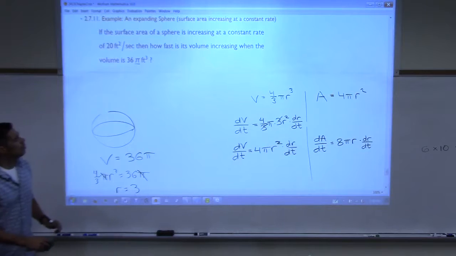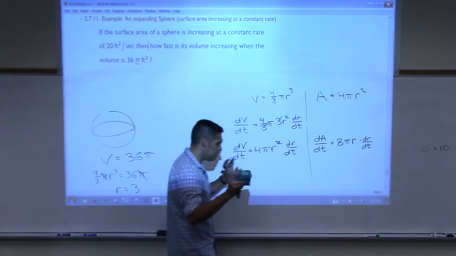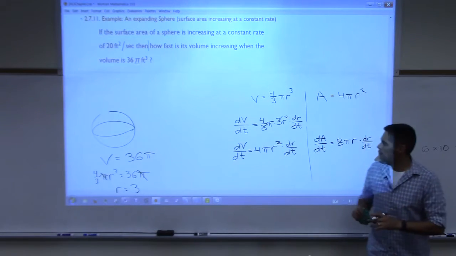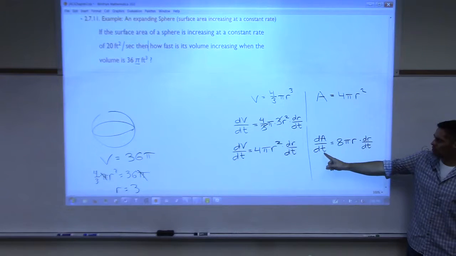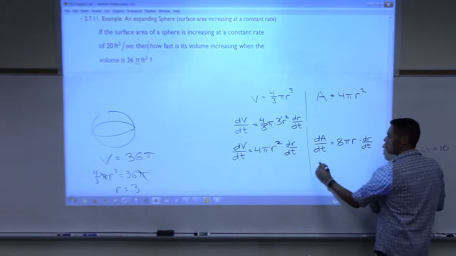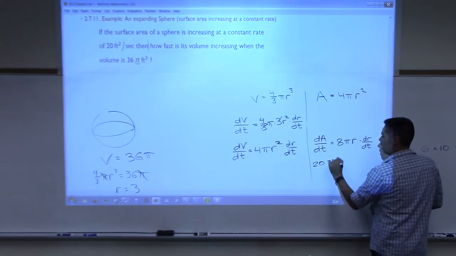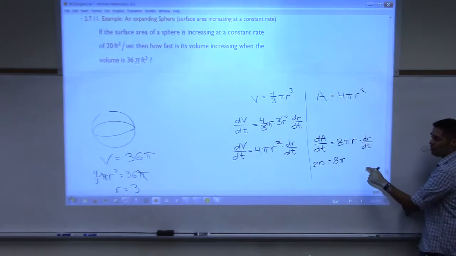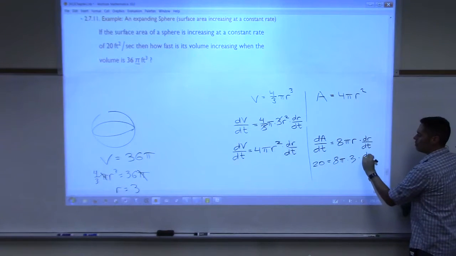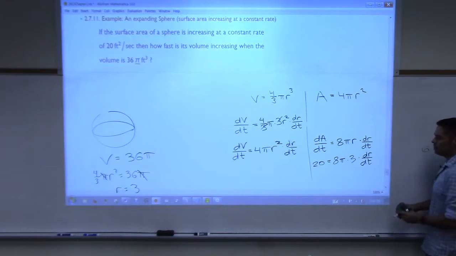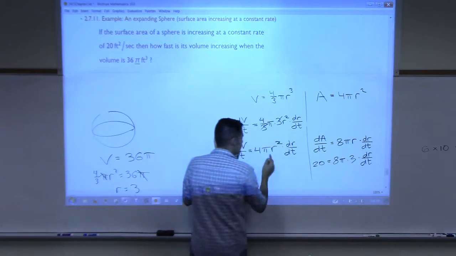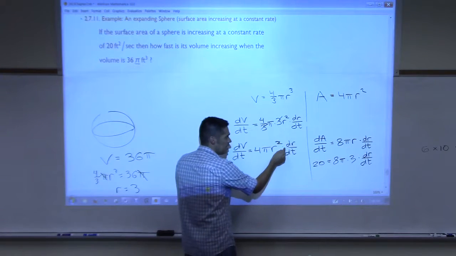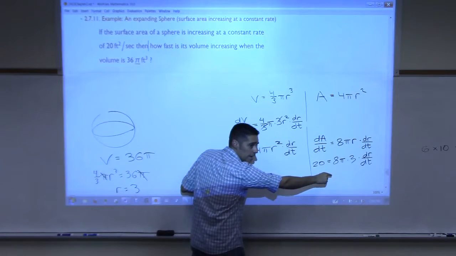All right. What are we trying to find in the problem? dV/dt, but we know what dA/dt is. dA/dt is 20. If I plug 20 in here, 8 pi, and I know what r is, 3, then couldn't I solve for dr/dt? Look at that. And then I could come back over to this one, plug in r is 3 here, and dr/dt is whatever I got as that answer there.